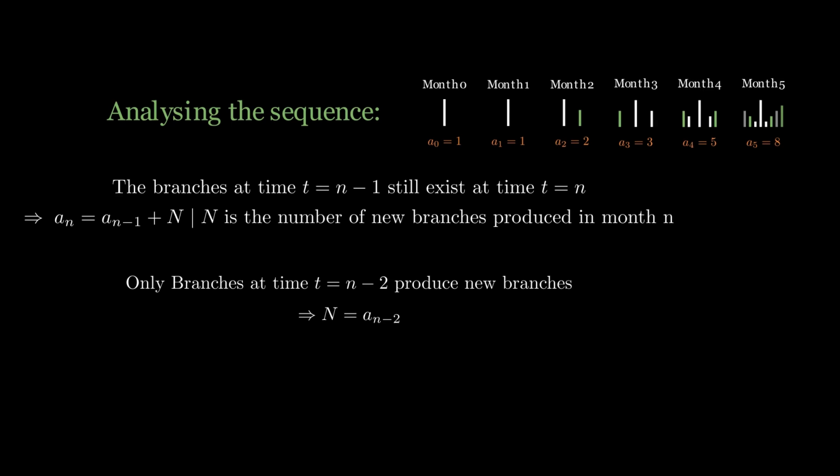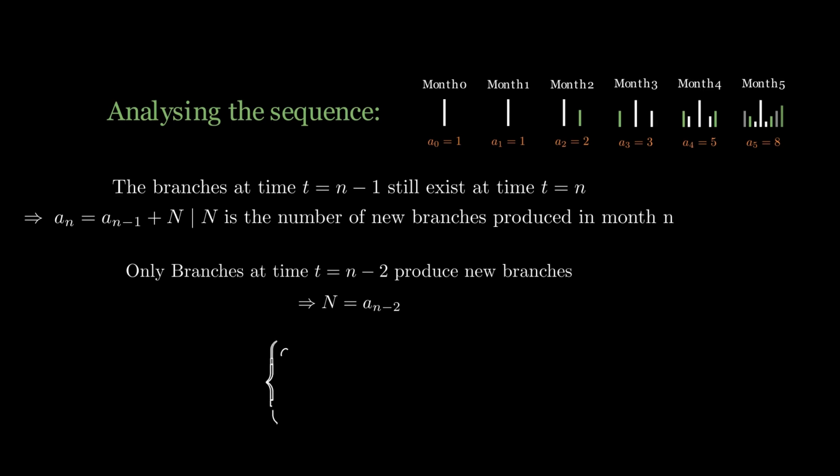Gathering these two results, we can create our recurrence relation by the system, an equals an minus 1 plus an minus 2, where a0 equals 1 and a1 equals 1. This is the recurrence we were looking for.